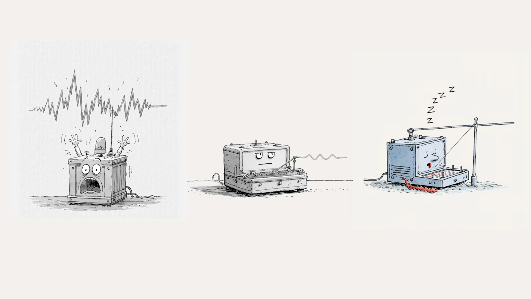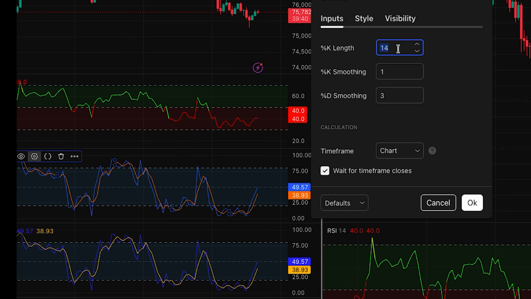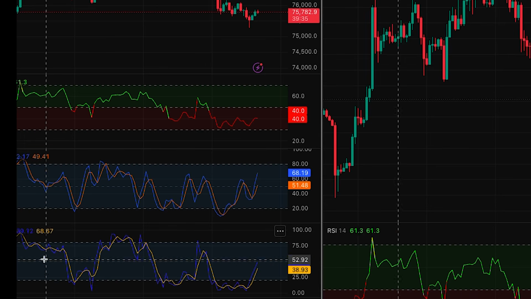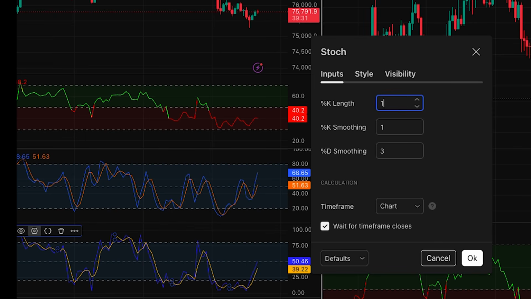Now let's set them up. Let's set up the first one. Go into Inputs, enter 5, 3, and 3, then hit OK. The most sensitive sensor is ready. Now let's set up the second one. We'll just double each number. Enter 10 and 6 and 6.